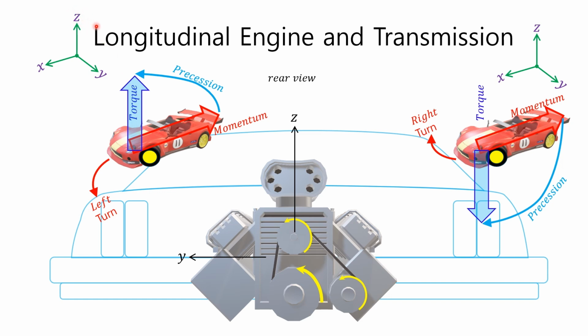Since the arrow end of the angular momentum vector always tends to rotate toward the arrow end of the torque vector, the precession direction occurs about the positive y-axis, as shown in the figure. Therefore, the phenomenon of the rear sprung mass being lifted occurs. Conversely, when turning right, the torque occurs about the negative z-axis.